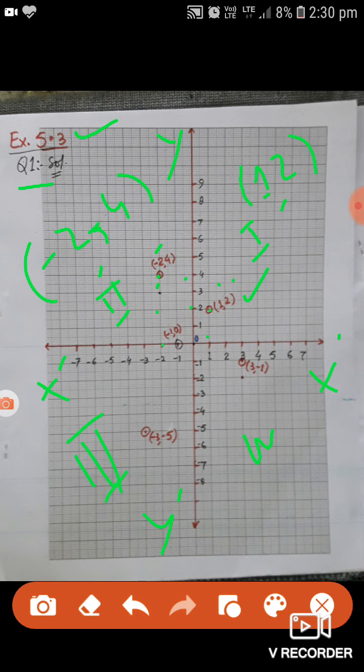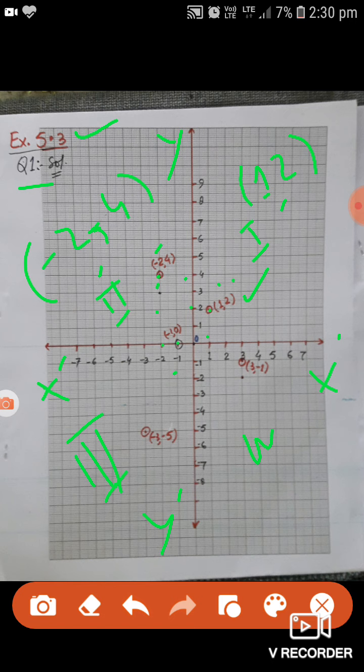Similarly, you can have a look at the point (-1, 0). It is a point on the x-axis because its ordinate is 0 and the x coordinate is -1, so this point lies over here, at -1 on the x-axis.